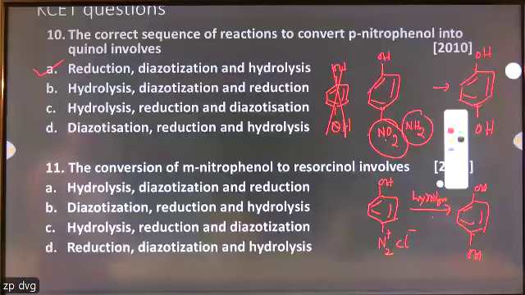Question number 11. The conversion of meta-nitrophenol to resorcinol involves. This is also the same as that of question number 10. Instead of quinol, they have asked resorcinol. So here also, the first step involves reduction, second step involves diazotization, and third step involves hydrolysis. So answer D is the correct answer.